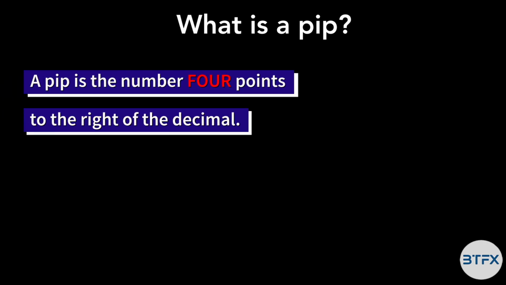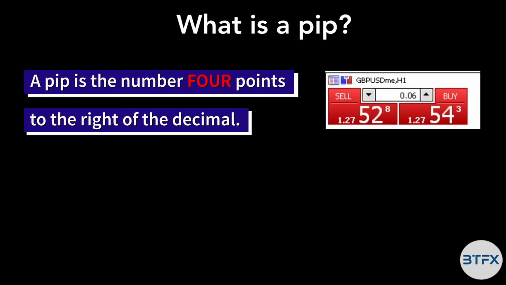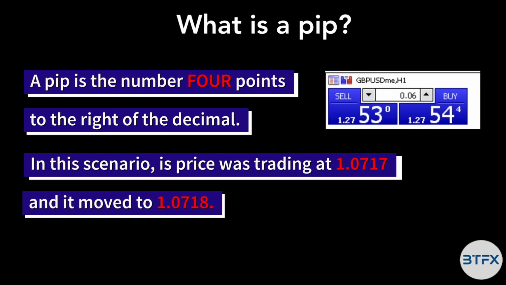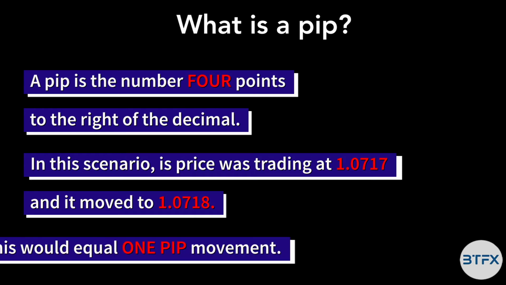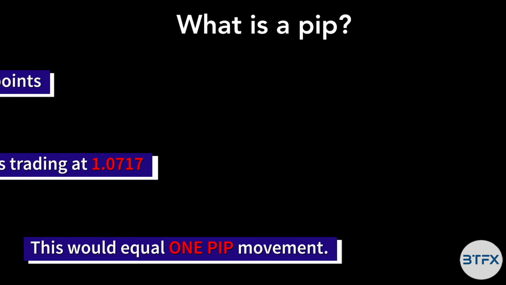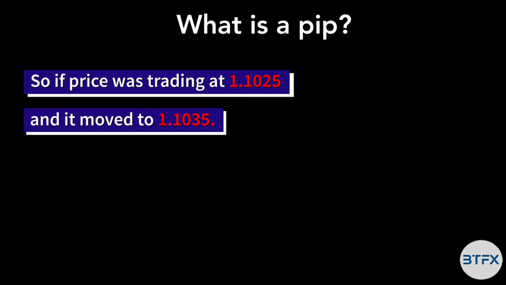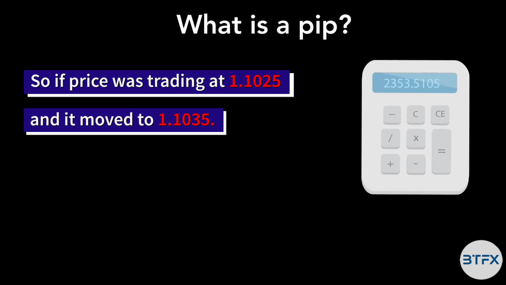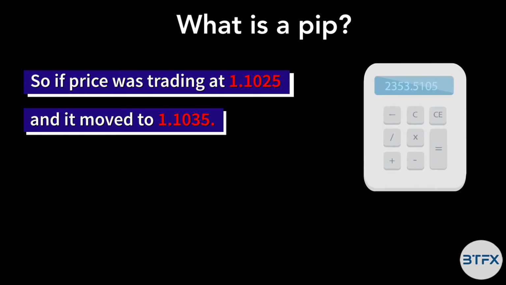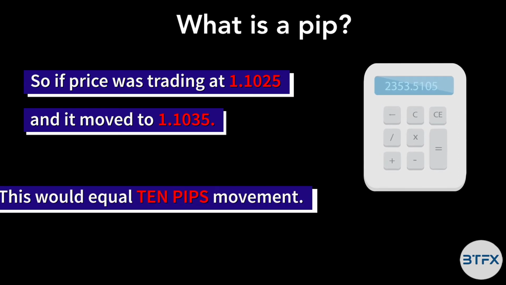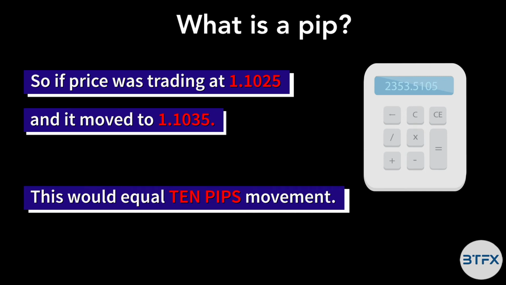A pip is the number 4 points to the right of the decimal. In this scenario, if the price was at 1.0717 and it moved to 1.0718, this would equal 1 pip movement. So if price moved from 1.1025 to 1.1035, this would equal a 10 pip increase in the market price.